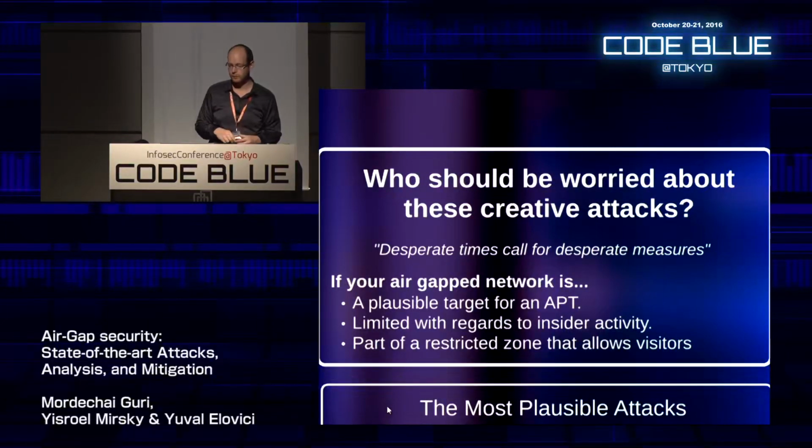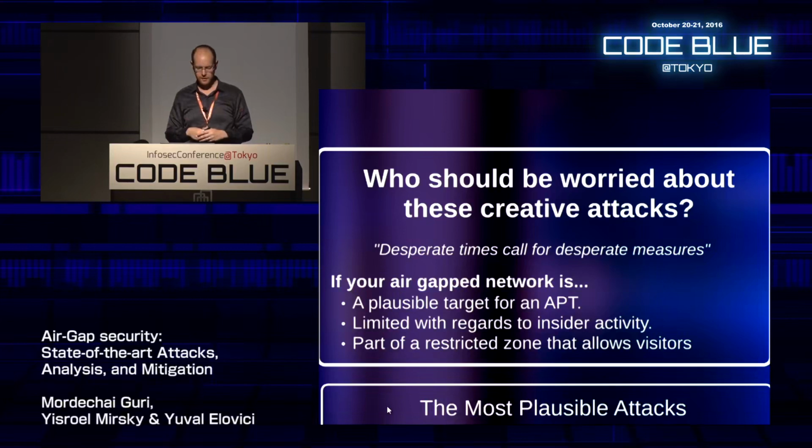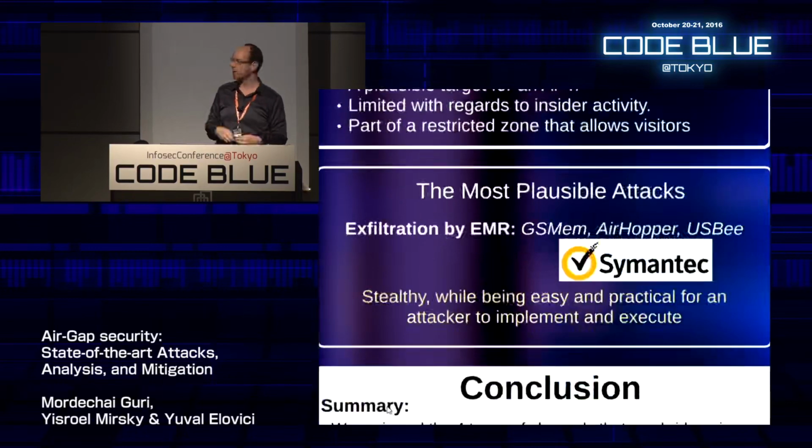Okay, let's make some concluding remarks. So who should be worried about all these different kinds of creative attacks? As a rule of thumb, there are 3 different points you might want to consider. If your air-gapped network is a plausible target for an advanced persistent threat; if your network is very limited with regards to insider activity, in other words, the attacker may be coerced to find these creative ways of getting information out because he may not have a spy inside the network to just plug in or exfiltrate the data himself; and if you have strict zoning policies, you may want to consider even stricter ones.